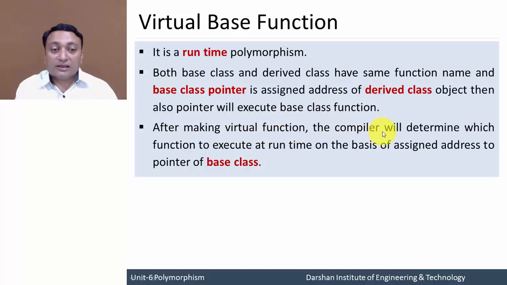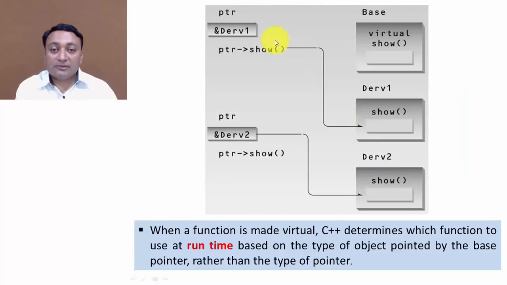After making the function virtual, the compiler will determine at runtime which function to call. So here is the diagram representing the virtual function concept. Here I am having a pointer of the base class and I am assigning the address of the derived class. So if I call pointer arrow show, it will call the show method of derived rather than the base class function. In the same way it is calling show of derived 2 rather than the base class. So when a function is made virtual, C++ determines which function to use at runtime using the pointer variable.